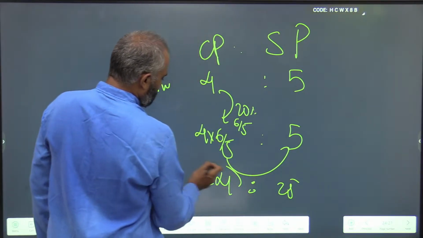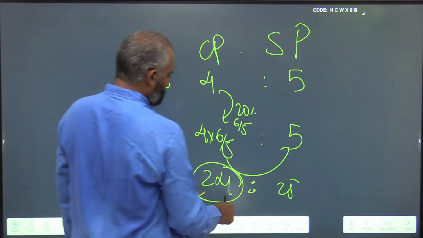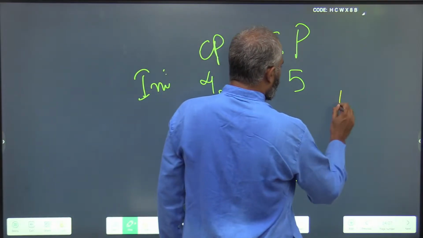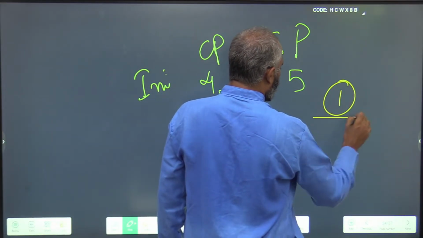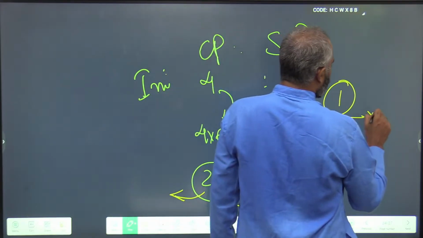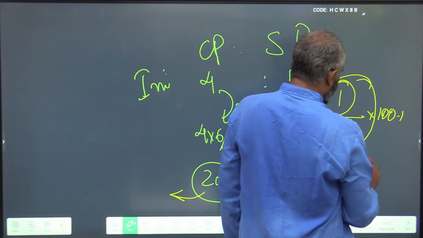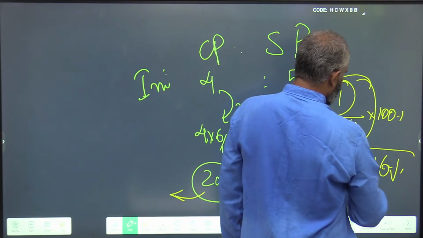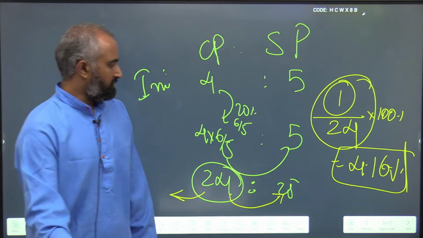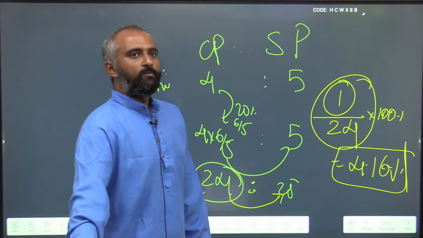So what is the difference? 24 is your CP, 25 is your SP. So you are getting a profit of 1 on an account of 24 units, into 100%. This is 1 by 24, which is nothing but 4.16%. In either way, you are going to get the same answer. I hope this is clear.